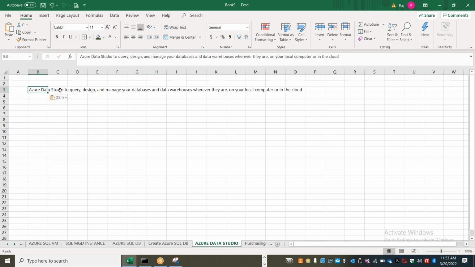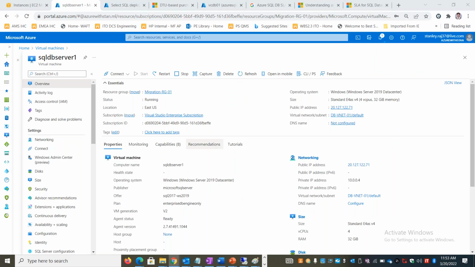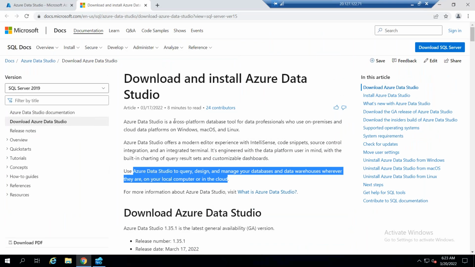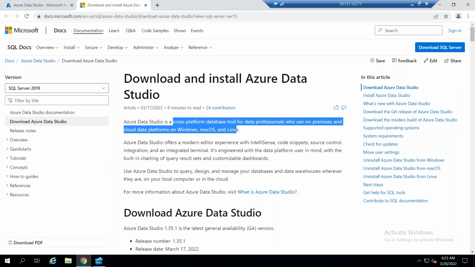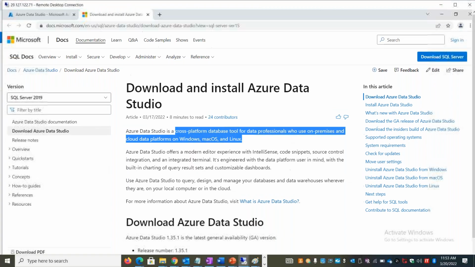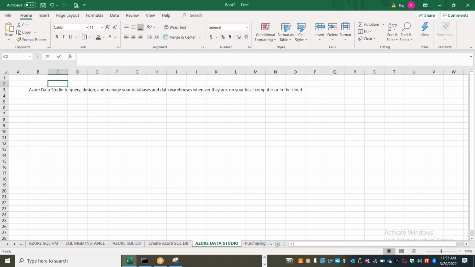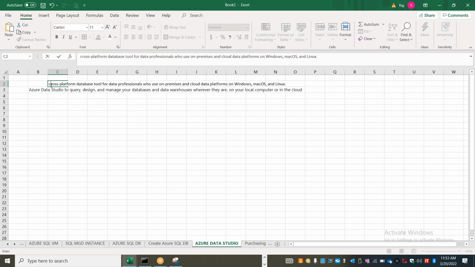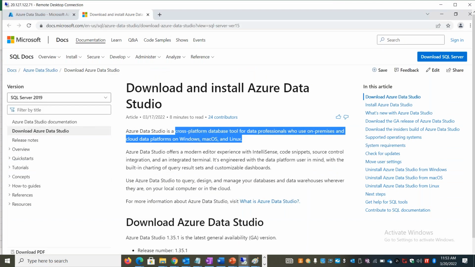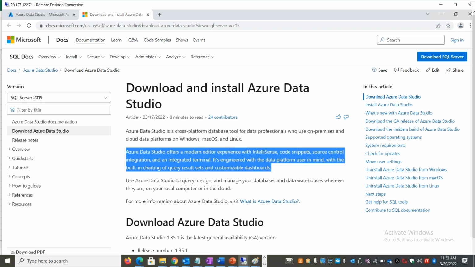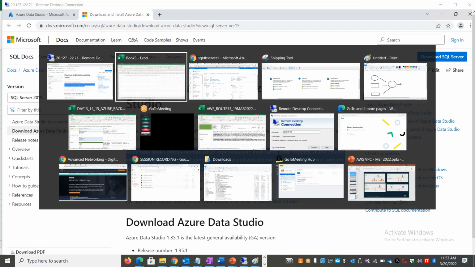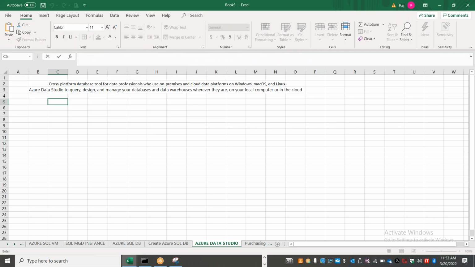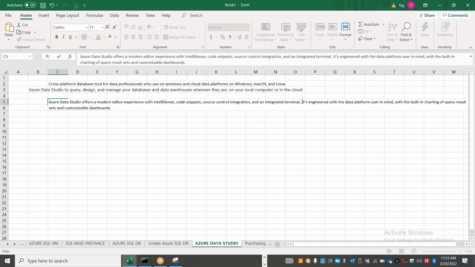I'll show you a quick demo on that. It's a cross-platform tool, meaning you can use it on any operating system. You can install it on Windows, MacBook, Linux. Many data engineers are using this tool. Database administrators are very comfortable with their SQL Management Studio, but many programmers and data engineers are all using this. This is mainly for the data engineering team, because it helps you extract, transform, and load the data into different tool sets.